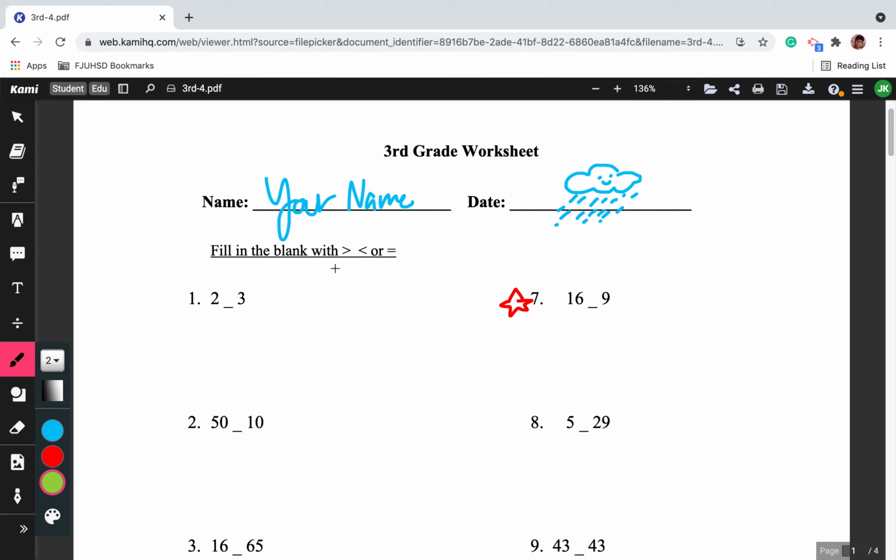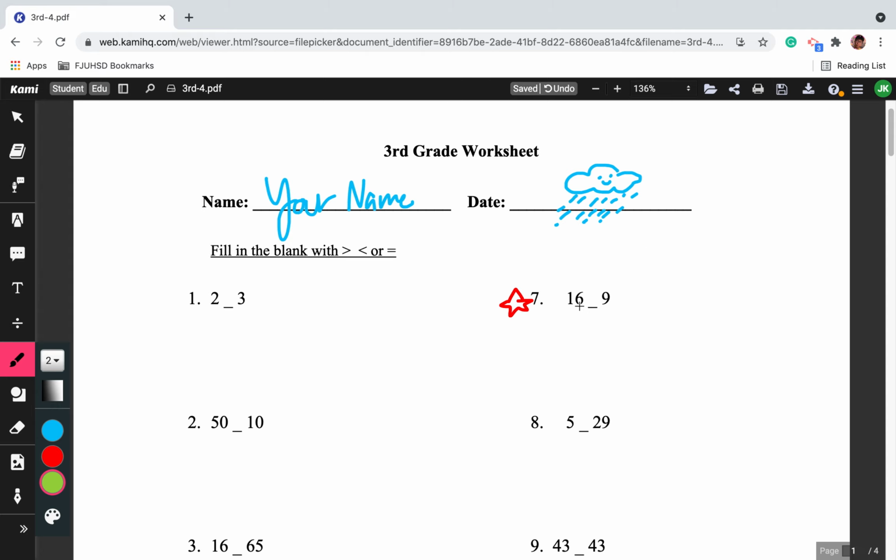So, let's review. The symbol is always going to go to the bigger number, because think of it as like Pac-Man or like a monster, I guess. And it's always hungry. So the monster always wants to eat the bigger one because it has more food for it. So let's look at number 7.